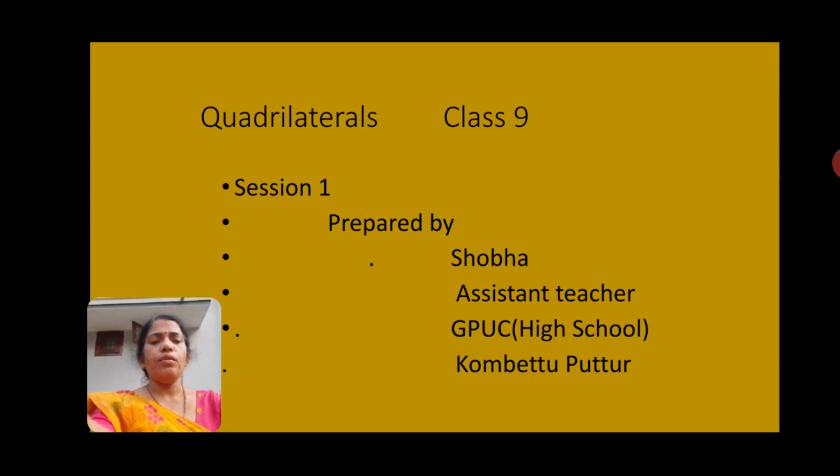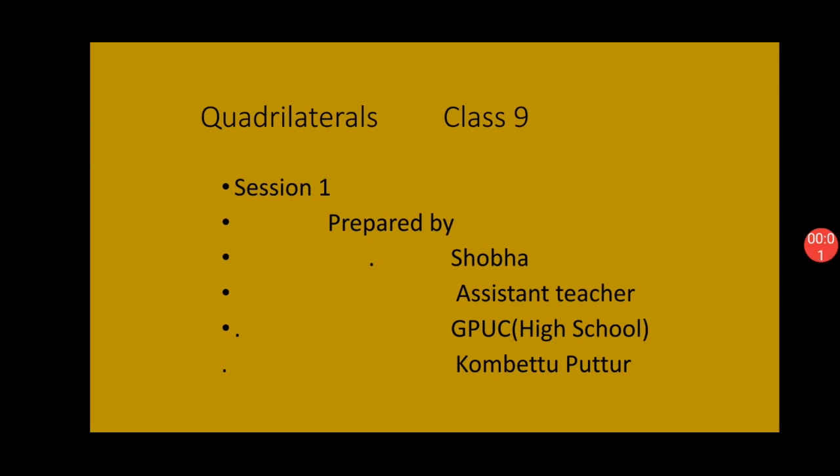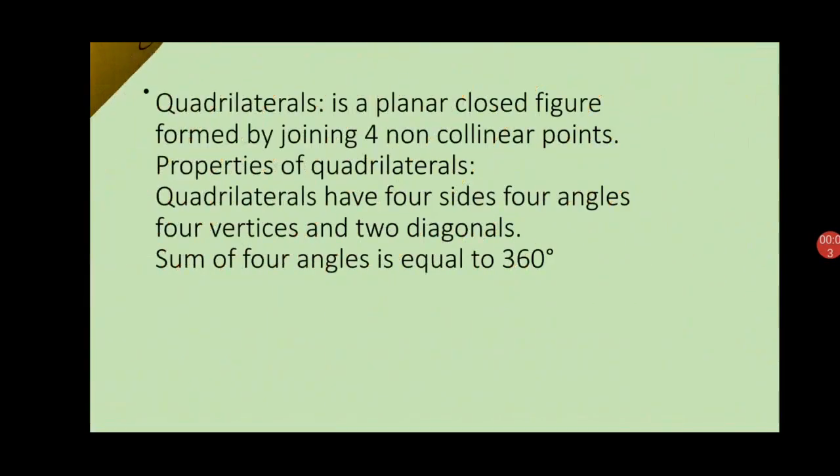In this video, we shall see what are quadrilaterals and their types, and also we have to prove the properties of a parallelogram. Do you know what are quadrilaterals? Yes, a quadrilateral is a planar closed figure formed by joining four non-collinear points.